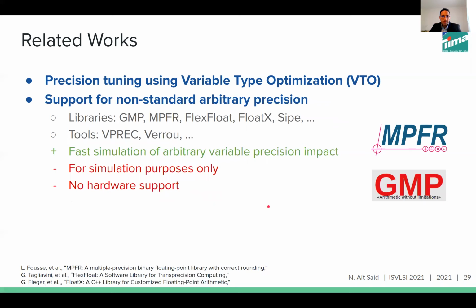Other tools and libraries such as GMP, MPFR, FlexFloat, all bring support for non-standard arbitrary precision. So they enable a fast simulation of arbitrary variable precision. However, these are also only intended for simulation and they don't provide hardware support. So the software still runs on high precision hardware and there are no actual energy efficiency gains.